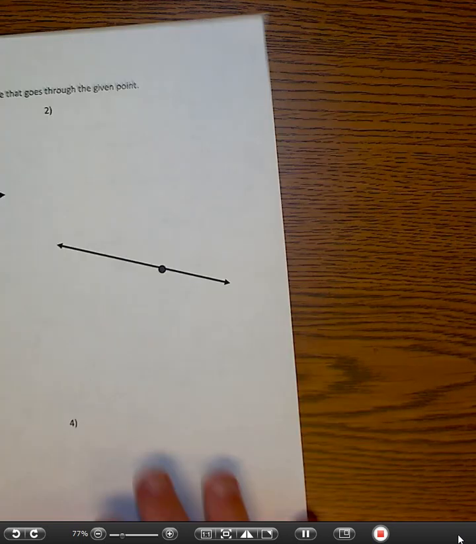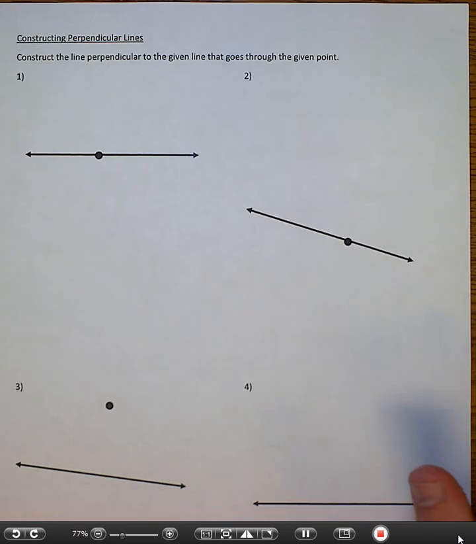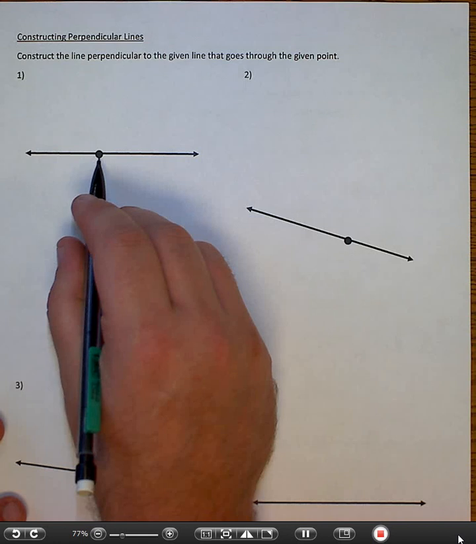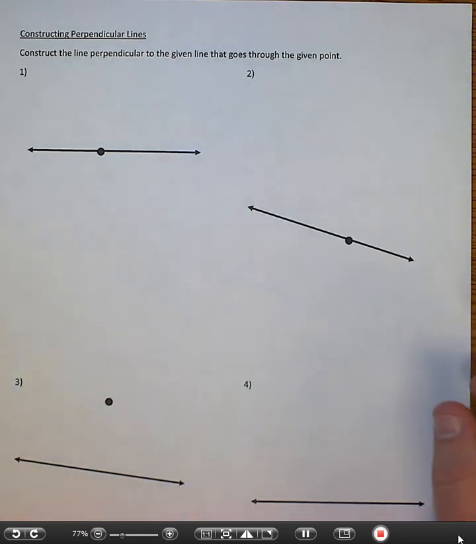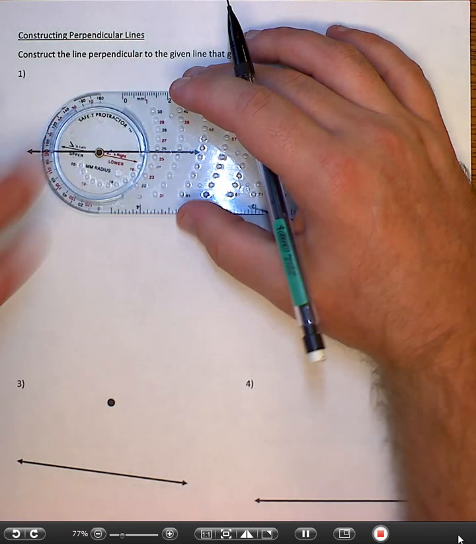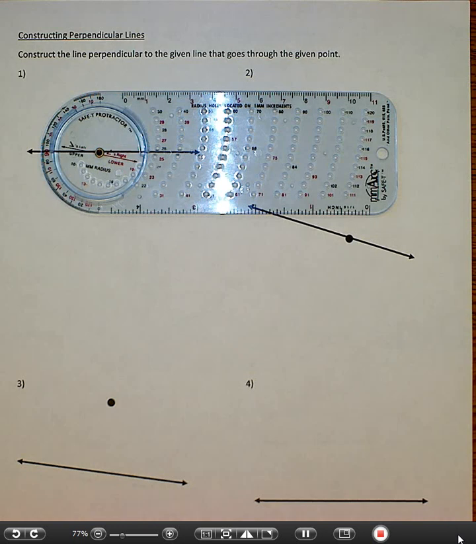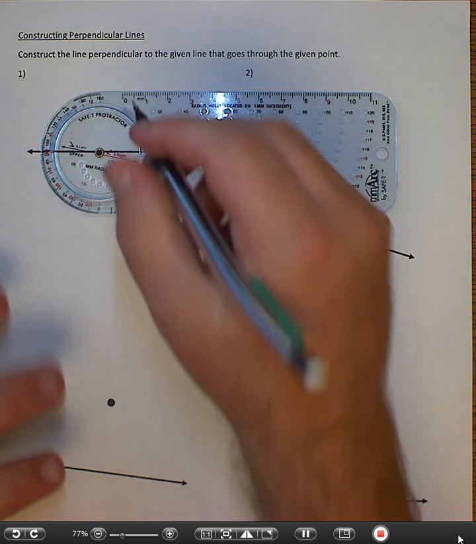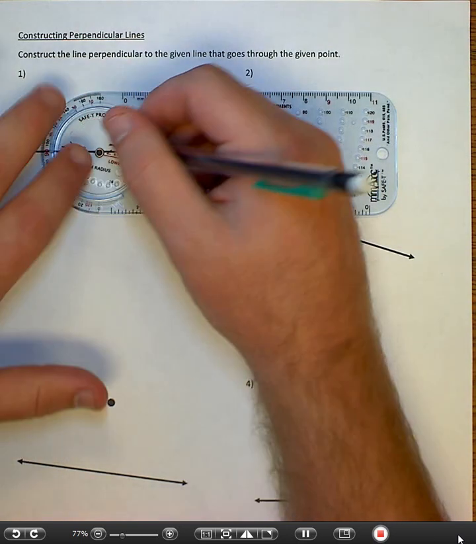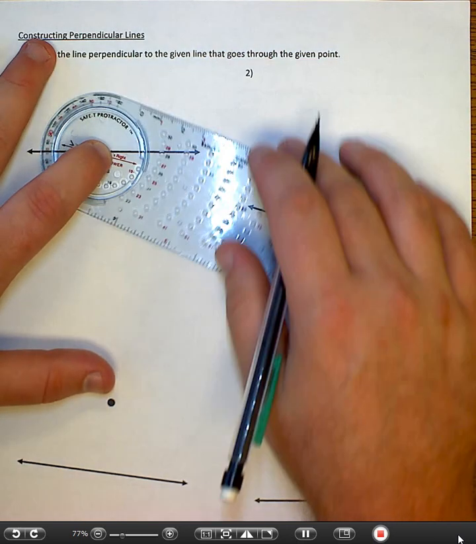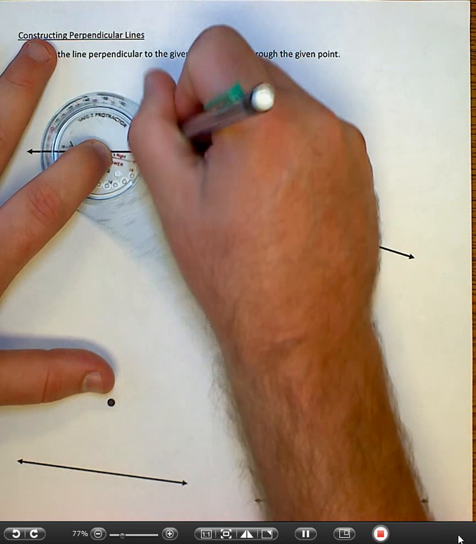Now we're doing perpendicular lines. Construct the line perpendicular to the given line, but it has to go through that point. So what we need to do here is we need to center our point. What I mean by that is we need to get that so that it's in the middle of my line. So what I'm going to do is, again, I'm just going to pick 30, just a random number. 30, and then I'm going to flip it around, and I'm going to go 30 here.